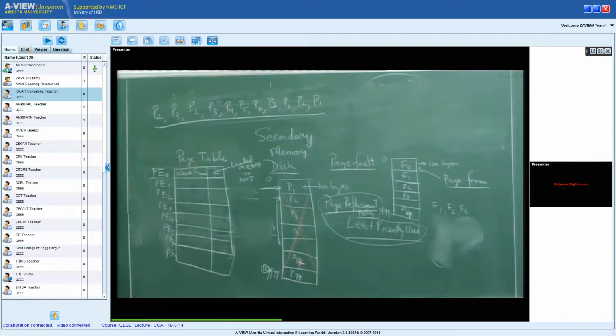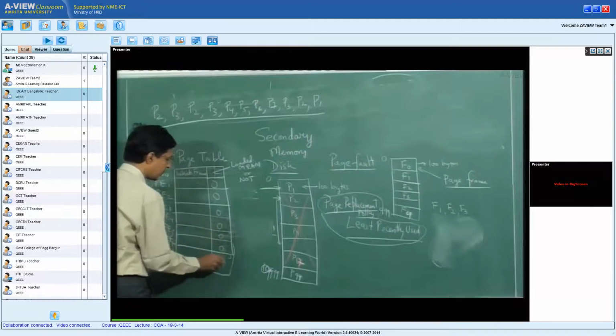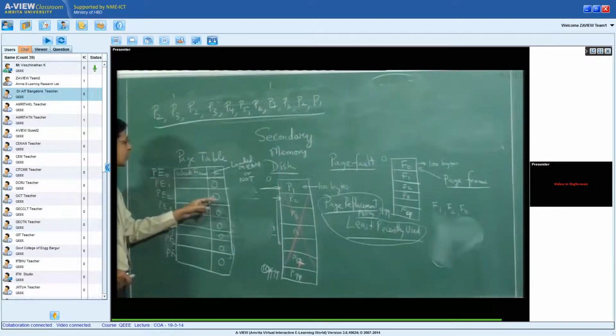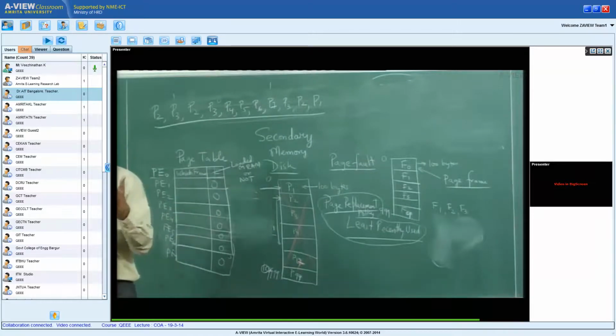Now PE2, so initially to start with everything is 0. When the program starts executing, it will see page 2. Now page 2, the hardware will go and see the page table. It finds a 0 there. Immediately it recognizes there is a page fault.